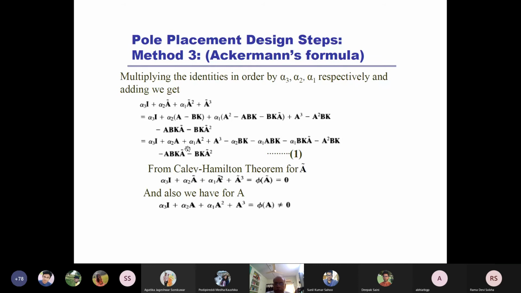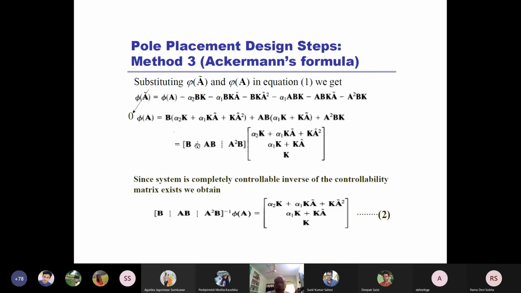So here you can see this term, this equation, I can call phi of A. So I can write phi of A hat, which equals 0, as phi of A minus this term. Then I can write phi of A equal to these equations, which in vector-matrix form will be these equations. In compact form, I can write it as [B AB A^2B] times these terms. Okay.